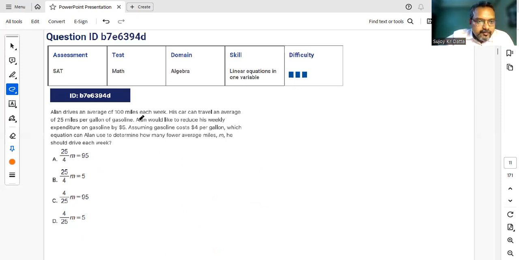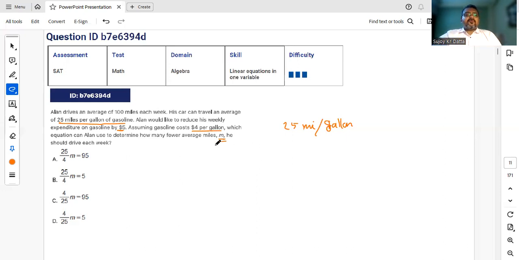Here, this one says that Alan drives an average of 100 miles each week. His car can travel an average of 25 miles per gallon. Now, he would like to reduce his weekly expenditure by $5. Assuming gasoline costs $4 per gallon, which equation can he use to determine how many fewer miles M he should drive each week?